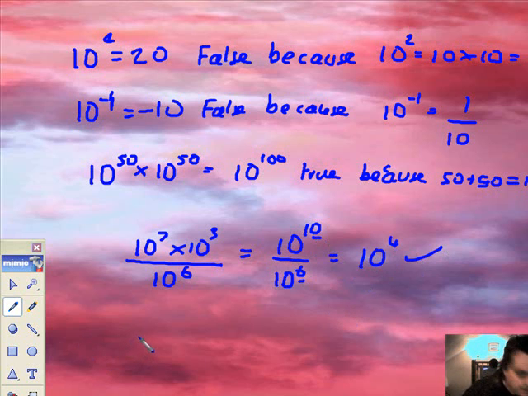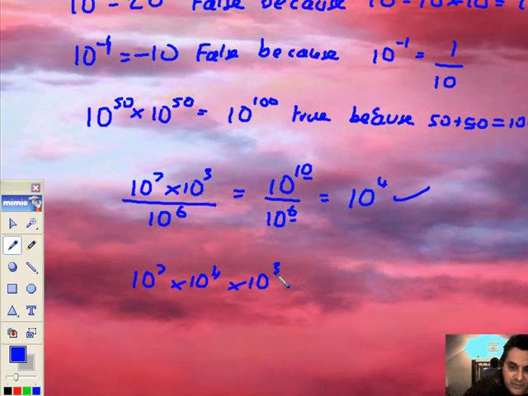We'll do this one as well. 10 to the power of 7 times 10 to the power of 4 times 10 to the power of 3. We divide all that by 10 to the power of 6.